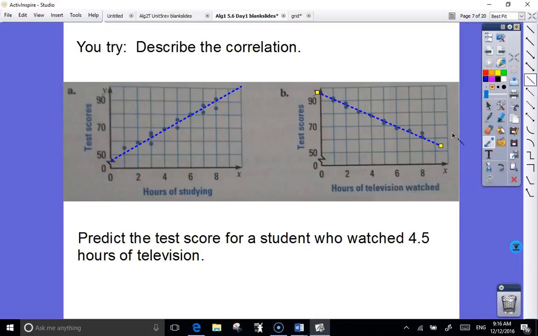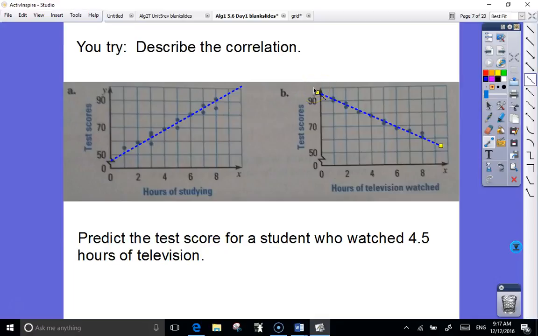So these are graphs of, the one on the left is test scores as a function of hours of studying. So we're trying to determine, is there some relationship between test scores and hours of studying? I mean, what would your guess be? Do you think your test score goes up when you study more? Yeah, so that's a positive correlation. You would expect that the more studying you do, the higher your test score. Okay, do you think test scores go up or down based on the number of hours of television you watch? Probably down, right? So that's why the negative correlation there.